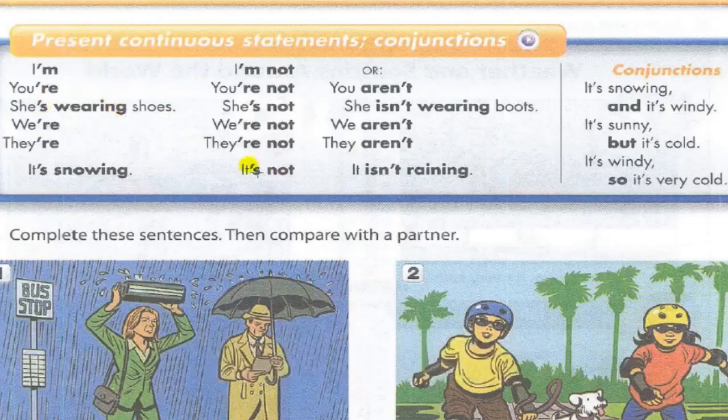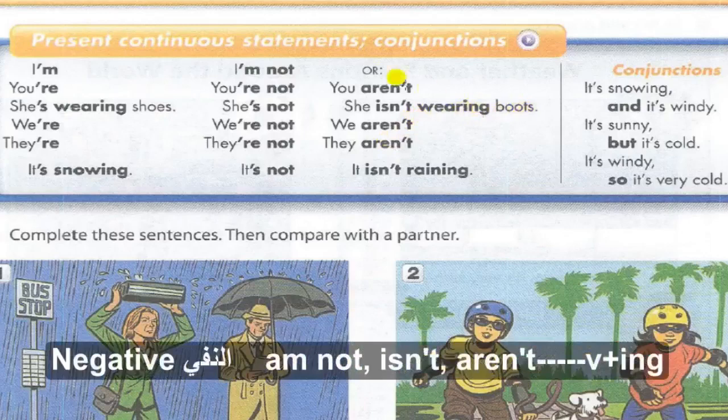This is the present continuous. Negative. I am not. You're not. She's not. We're not. They're not, or you aren't, she isn't, we aren't, they aren't. Verb plus ing, wearing boots. So negative, I'm not, are not, is not. Verb plus ing.